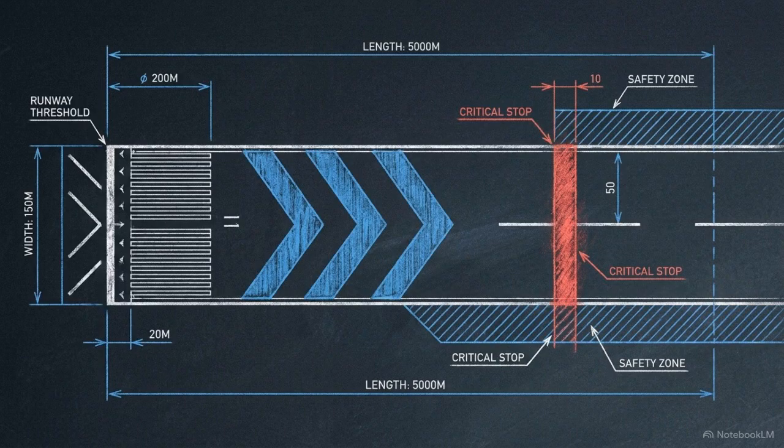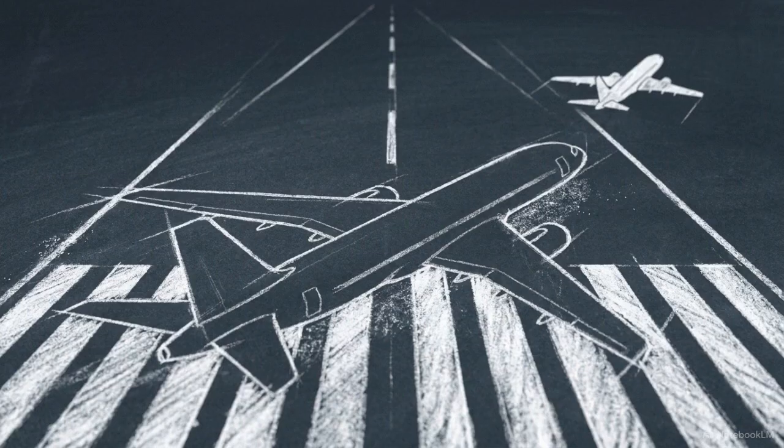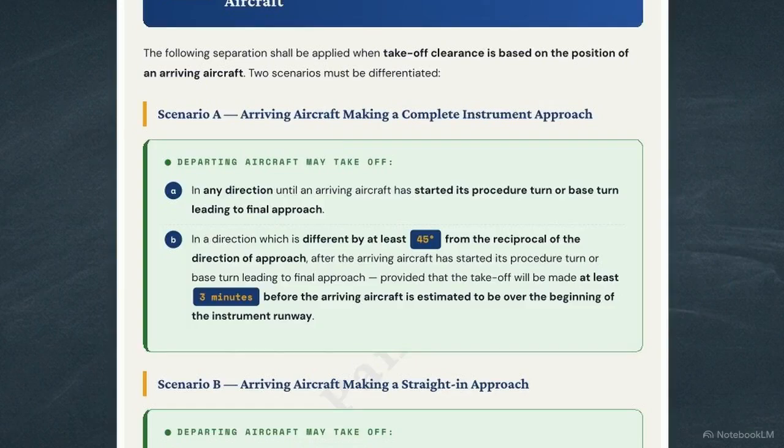These hard trigger numbers are non-negotiable. Controlling an aerodrome requires interleaving departing traffic with arriving aircraft on the same runway. This timing is highly restricted. This text block outlines Scenario A for an arriving aircraft making a complete instrument approach.